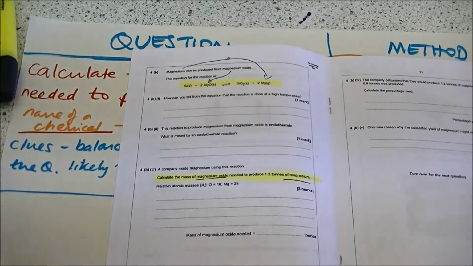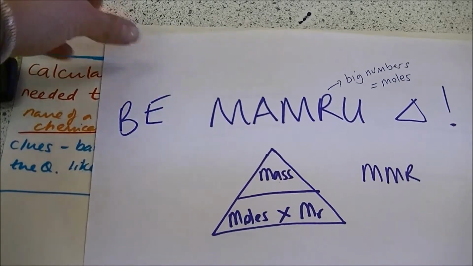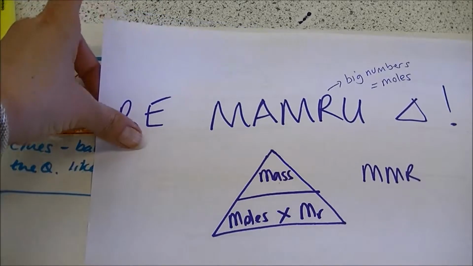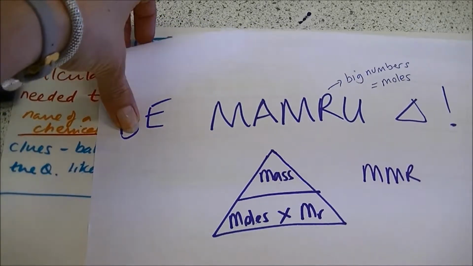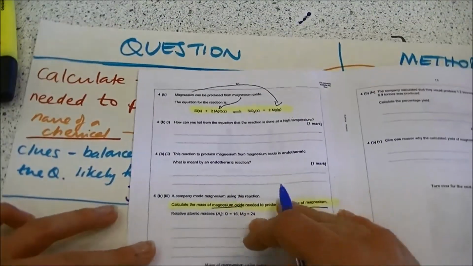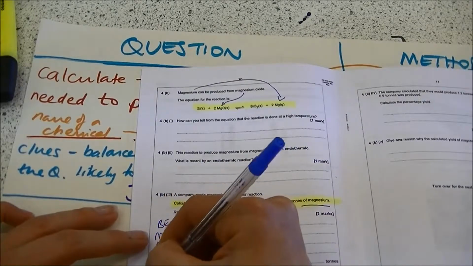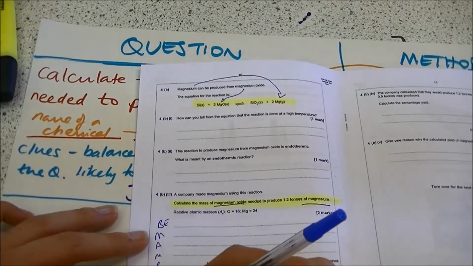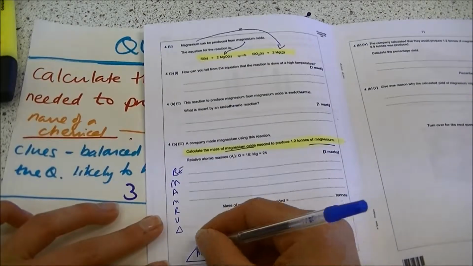So what's the memory technique for this calculation? B-MAMRU with a triangle. And we are going to need our formula triangle that they're not going to give us in the exam. So perhaps the first thing you might do when you open your exam paper is to write that down somewhere on the exam so you can use it if you need to. Right, B-MAMRU. I'm going to write that on my exam answer to remind me what to do. And I'm going to write out my triangle, M, MR, in alphabetical order so I can use it later on.